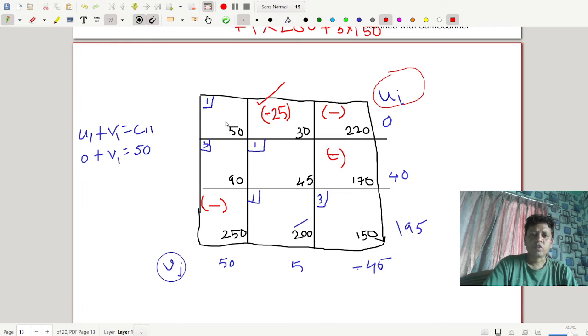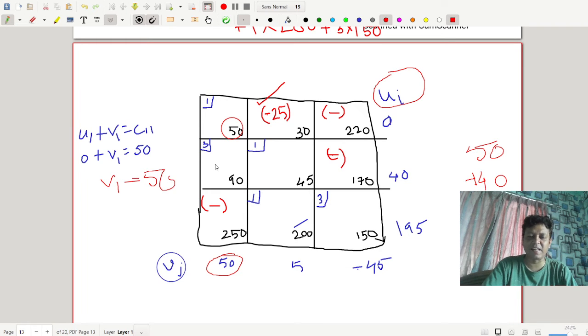So look at that. For the first cell, I've started from 0. So U1 is 0, and what should be added to 0 so that we will get 50? It should be 50. V1 you don't know, you have to substitute V1. C11 is 50, so V1 is 50. So here at this position you put 50. Now this is 90. What should be added to 50 to get 90? 50 plus 40 is 90.